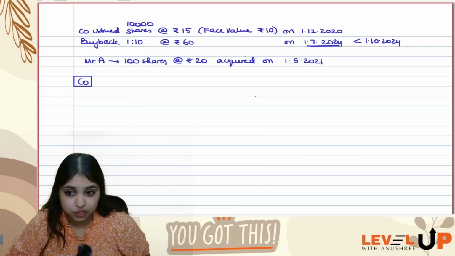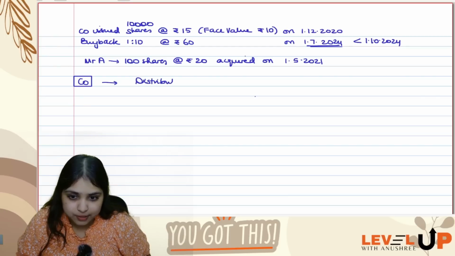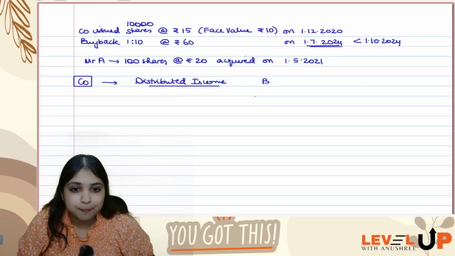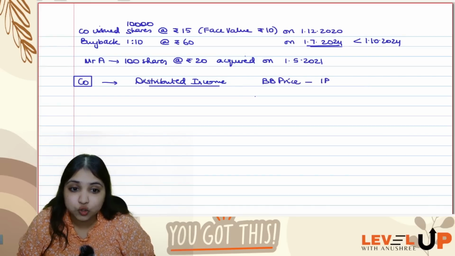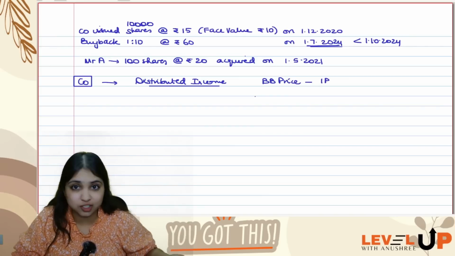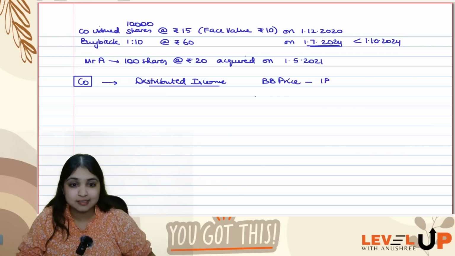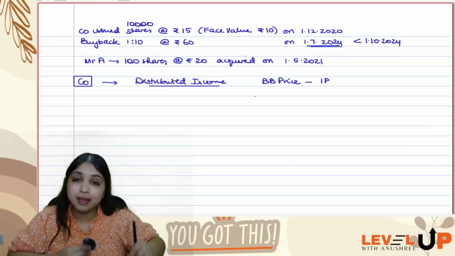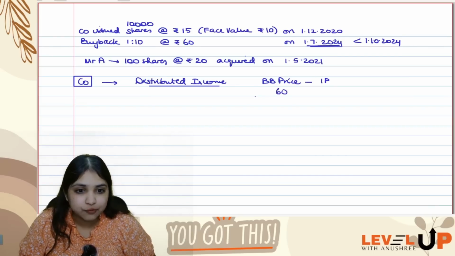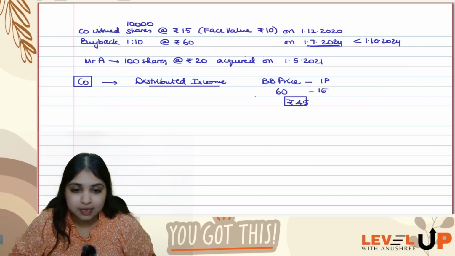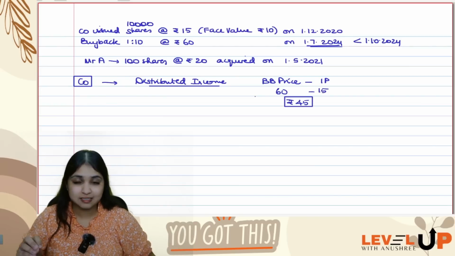There is a tax implication. For the company, my first step used to be, I would find the distributed income first. Now, distributed income is nothing but, think from the company's point of view, what is the buyback price, that is, what is the price which the company is paying now, minus the issue price, how much the company received when it had issued the shares. Now when the company is buying back, how much is the company going to pay? So, buyback price is 60 rupees. Issue price is 15 rupees. So what is this difference, guys? This difference is 45 rupees.